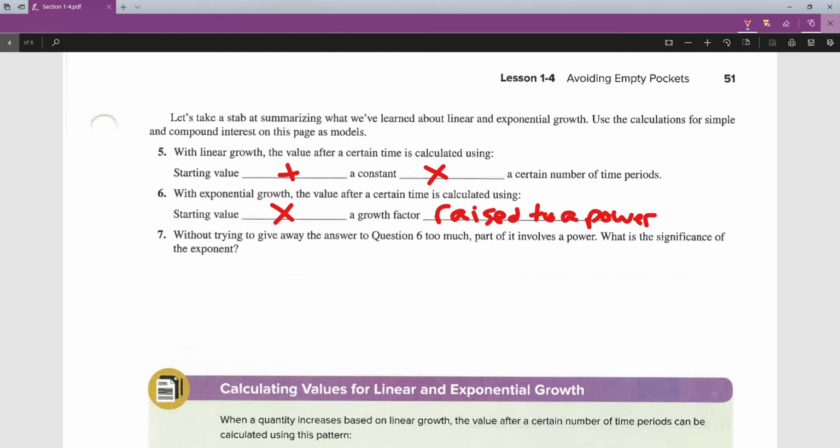Number 7 says, without trying to give away the answer to question 6 too much, part of it involves a power. What is the significance of the exponent? In exponential growth, what does the exponent represent? It represents the number of time periods.